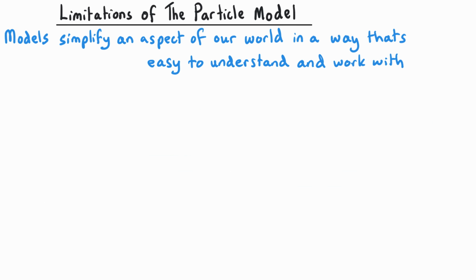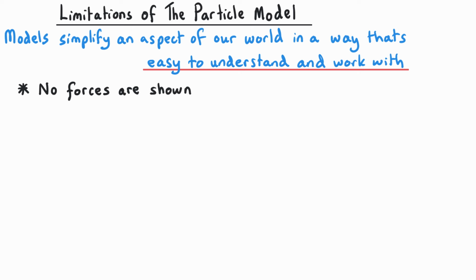Models simplify an aspect of our world in a way that makes it easy to understand and easy to work with. But because they are simplifications, they don't always represent a situation fully. And so as a result of this, there are some limitations as to how accurately the particle model represents particles and their interactions. For instance, there are no forces shown on particle diagrams, and we know that there are forces between the particles and that these can vary from very strong in some substances to almost zero.